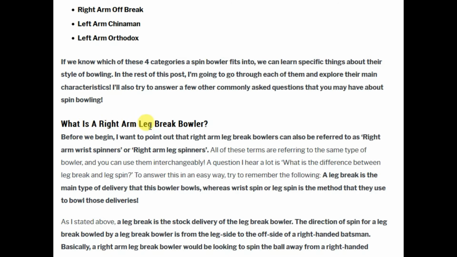What is a right arm leg spin bowler? Before we begin, I want to point out that the right arm leg spin bowler can also be referred to as a right arm wrist spinner or right arm leg spinner.